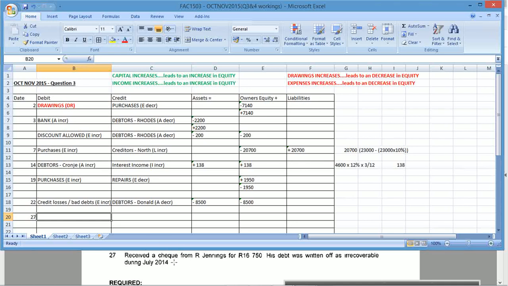So this would be treated as bad debts recovered. That's a separate transaction because it arises separate from the actual sale, selling to your debtors. So bad debts recovered is an income. It's increasing. What's happening here? You're receiving a check. Checks increase the bank. Bank goes up plus 16,750. Bad debts recovered is an income plus 16,750.